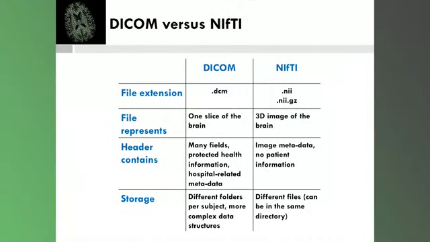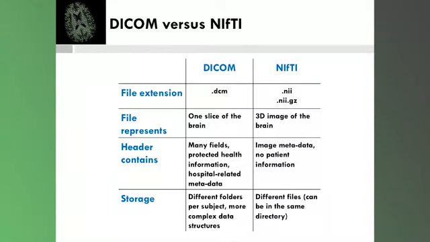In this table, we're going to do a comparison of the DICOM and the NIfTI formats to get used to the differences between the two. In the first row, we have the file extension for both of the files. So for the DICOM, these have a .dcm extension, and for the NIfTI, we have a .nii or a .nii.gz extension, where the gz extension is for gzipping the file or compressing it, which we'll go over in just a minute. The file representation for a DICOM is one slice of the brain, so we saw that extensively in the last lecture. For the NIfTI, we have a 3D image of the entire brain, or a three-dimensional array of numbers.